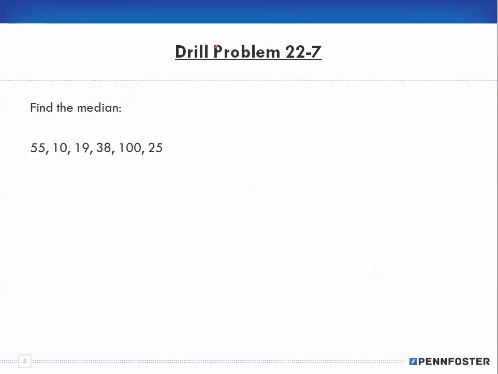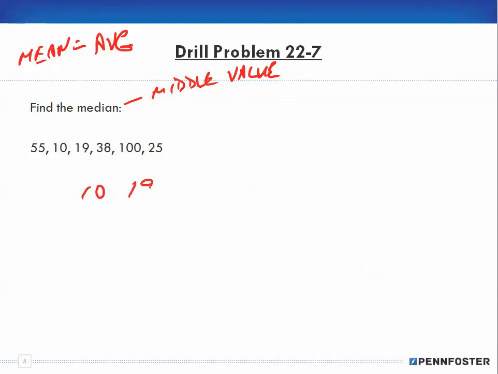22-7, it says here, find the median. Now remember, the median is not the mean. The mean is an average, right? But the median is trying to find the middle value. To do that, we have to rearrange our information, so we start from lowest to highest. So we have a 10, then 19, then 25, then 38, then 55, and then 100.